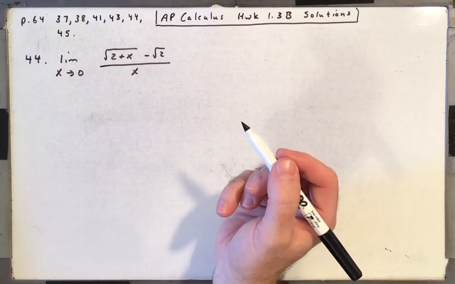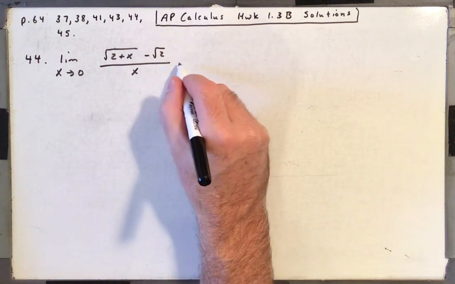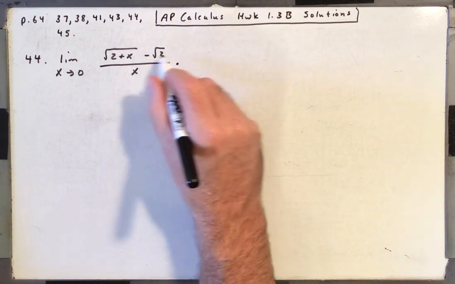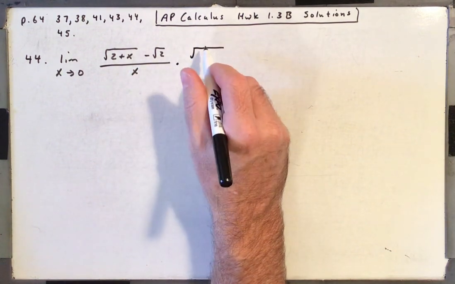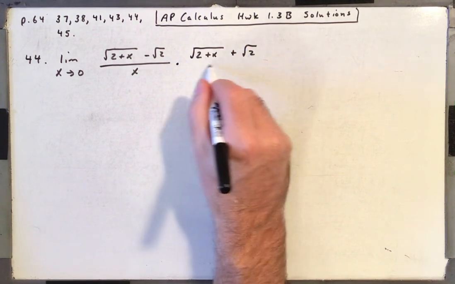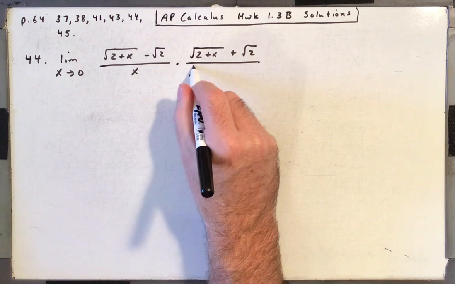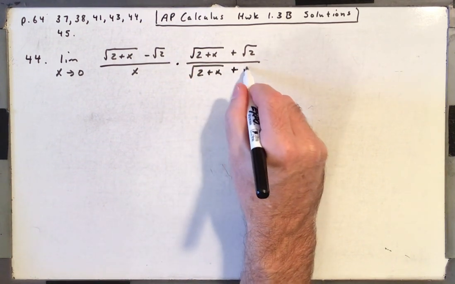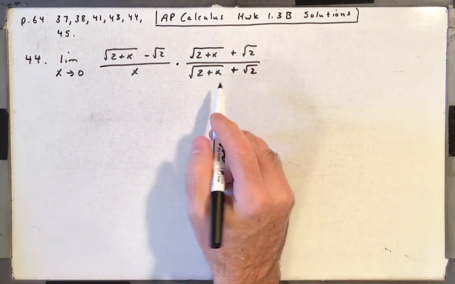So I'm going to want to go ahead and see if I can clear those radicals by multiplying by the conjugate. So the conjugate would be root 2 plus x plus the square root of 2 over root 2 plus x plus the square root of 2. That's your clever version of 1.